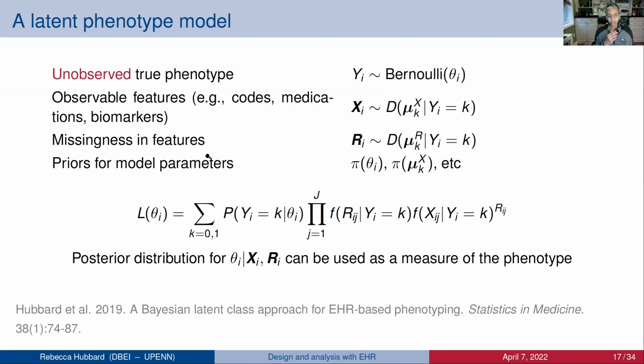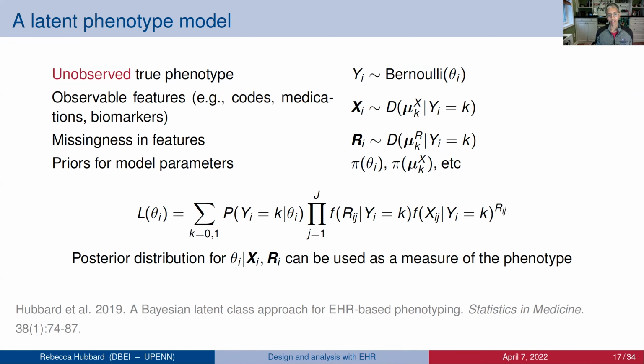So the approach that my group developed to try to address some of these challenges with phenotyping that I've just summarized was a latent Bayesian phenotyping model. And I'm going to summarize the features of this approach on this slide. So the idea behind this approach is firstly to acknowledge that the true phenotype is unobserved for everyone. Everyone has a true health condition that we don't have direct access to in the EHR.